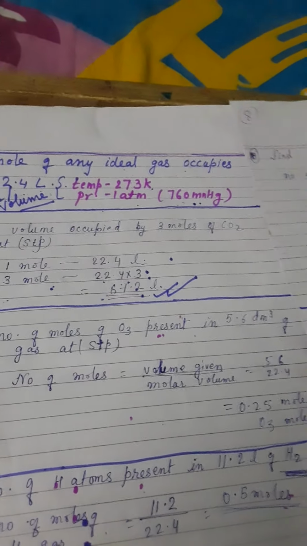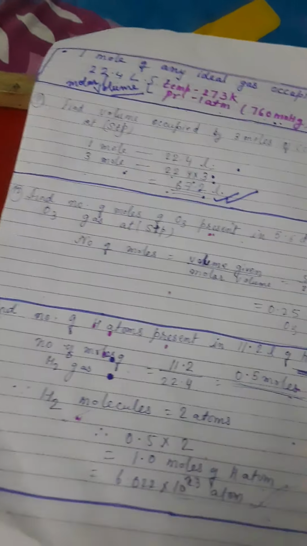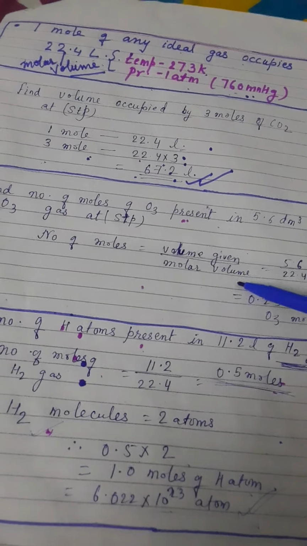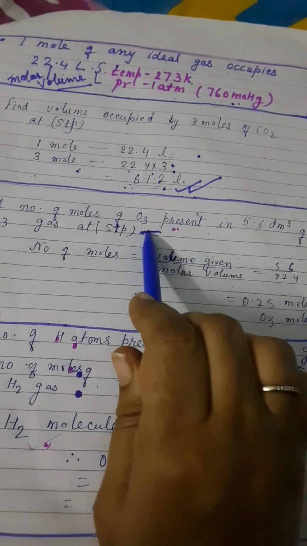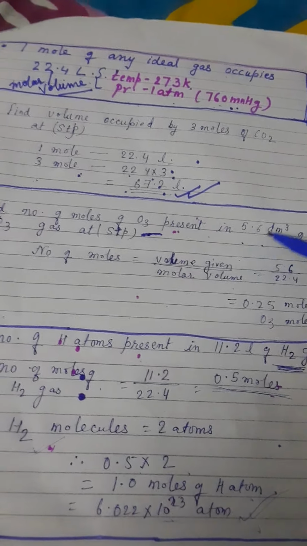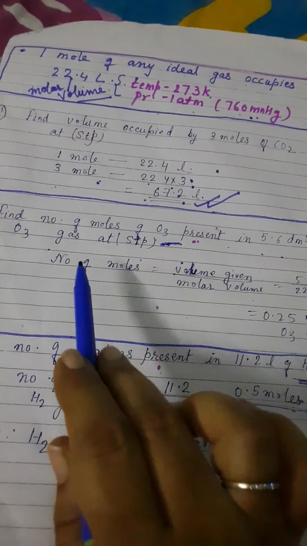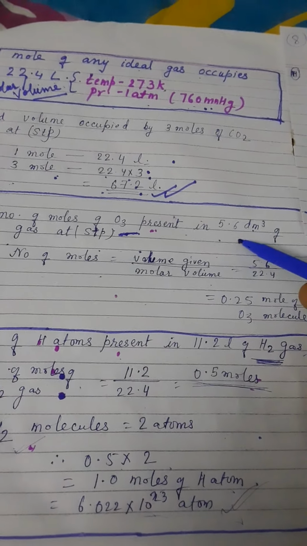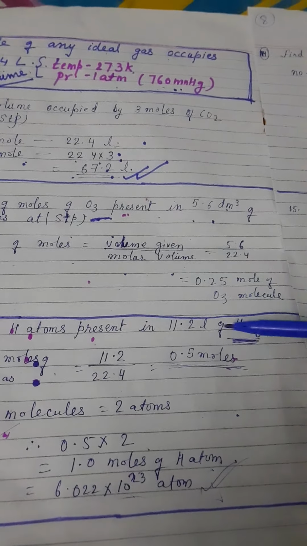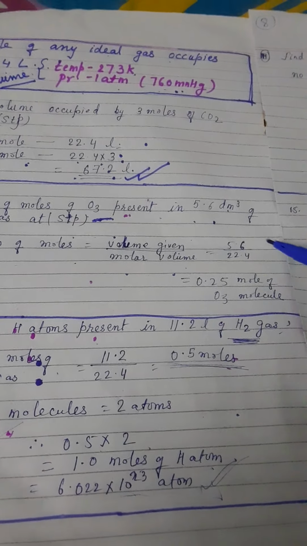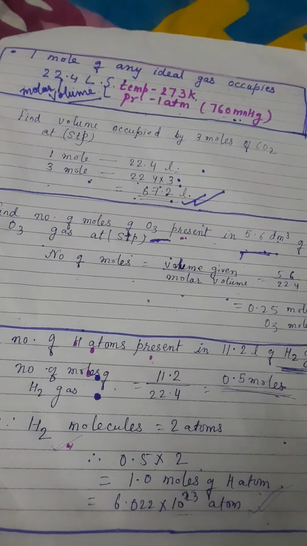You have another formula, that is number of moles equals volume given by molar volume. Find number of moles of ozone. Here they are asking the number of moles of ozone present in 5.6 liters of ozone gas at STP. Number of moles is asked, volume given is 5.6 and the molar volume is what? 22.4 liters. Okay, and by this formula we will get the number of moles present in 5.6 liters of ozone gas.